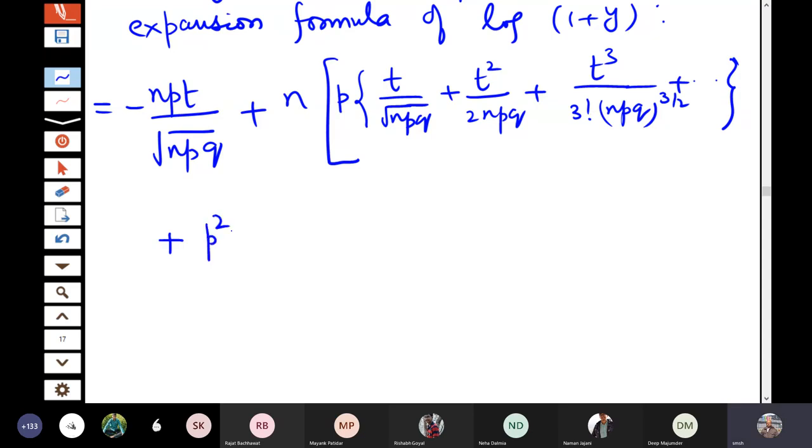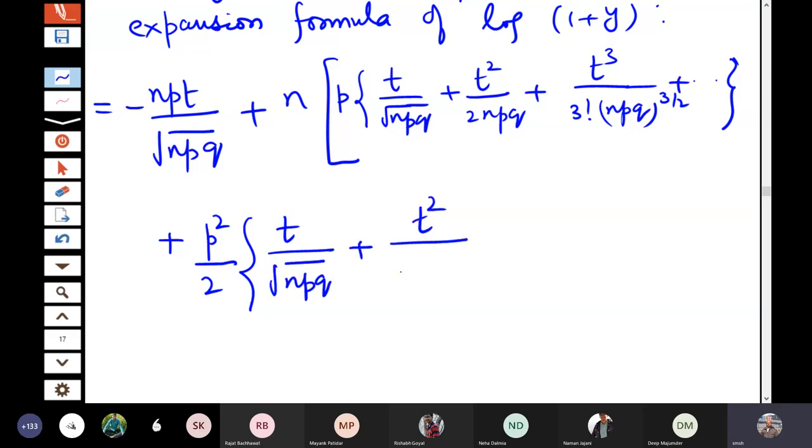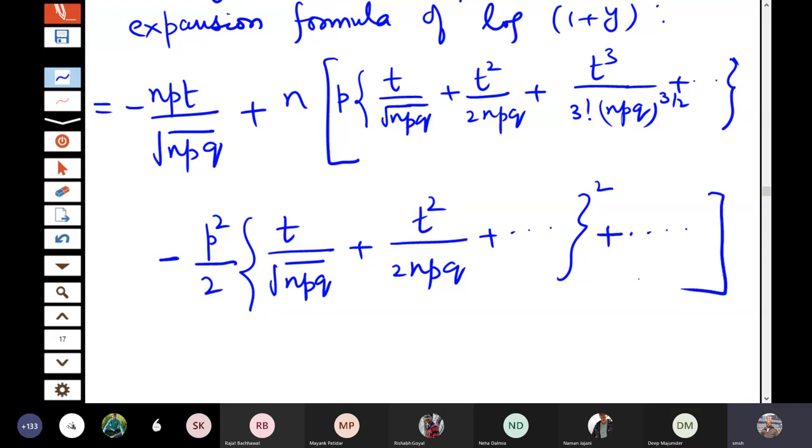plus p square by 2 t by root npq plus t square by 2 npq plus and so on whole square. Sorry, this will be minus sign here. There is a minus sign here and so on. Okay. So let us do the simplification. Is this step clear to everyone? Yes, sir.